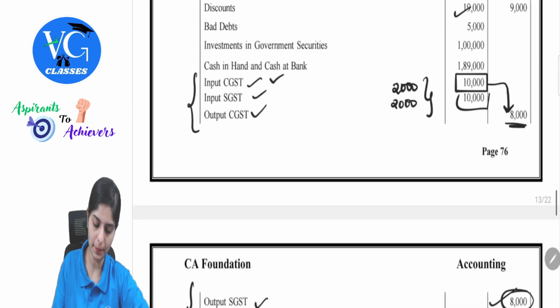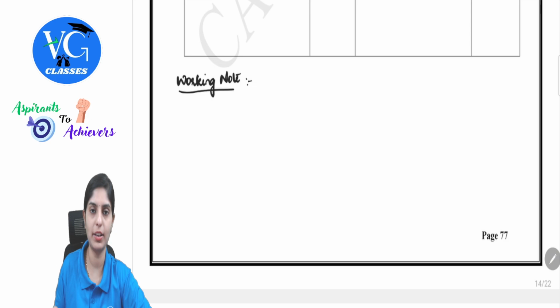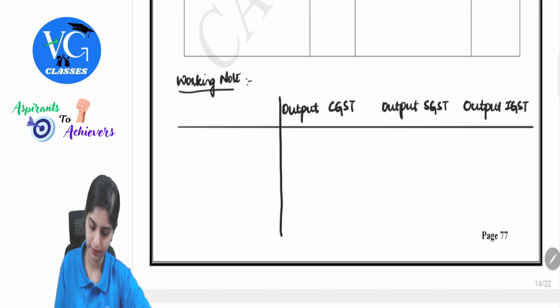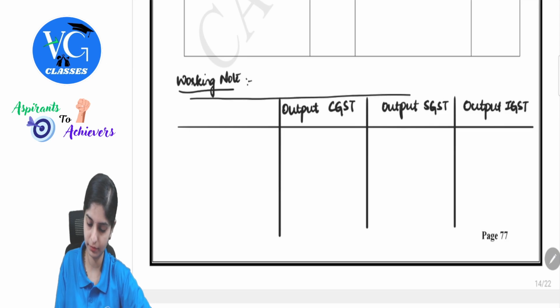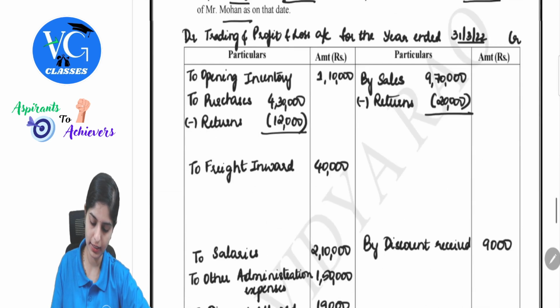Then there is GST. For that we can just calculate it here. Whatever I have explained, we are just presenting it here. Output CGST, output SGST, and then output IGST. These balances are what is given to us. So output CGST was 8, 8 and 6.